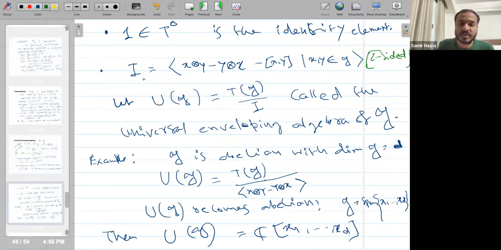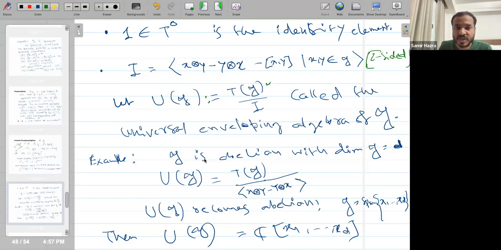Okay, so this is an ideal, and therefore we can consider the quotient TG mod I and denote it UG. This is the definition: it is called the universal enveloping algebra. So basically, the universal enveloping algebra is nothing but the quotient of the tensor algebra by the ideal generated by all the elements x tensor y minus y tensor x minus the bracket xy.